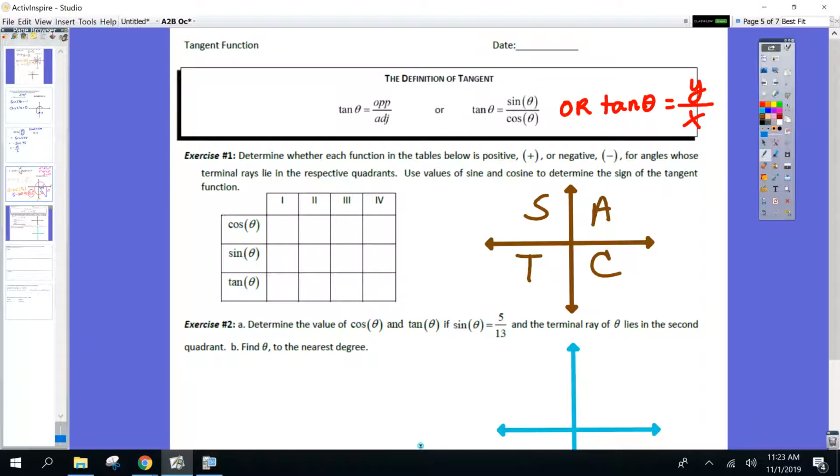Okay, just go through it. What do you know about the first quadrant? Everything's positive. What do you know about the second quadrant? Only sine. And what about cosine and tangent? And finally, what's positive in the third? Everything else negative. And what's positive in the fourth? Cosine, and everything else negative.